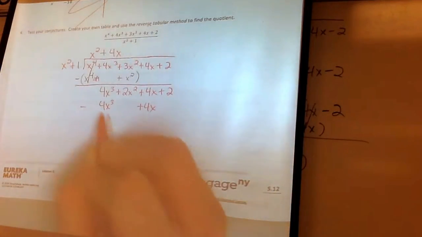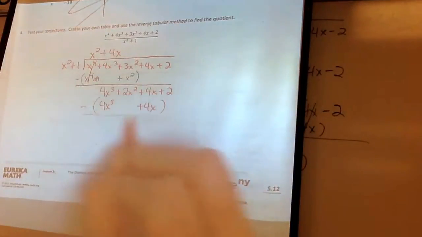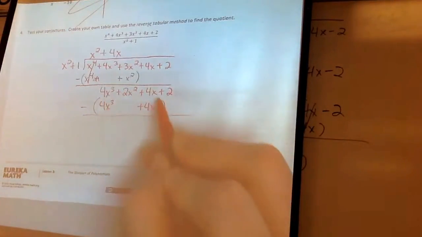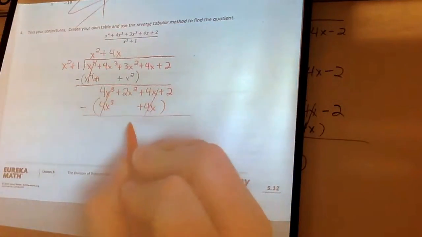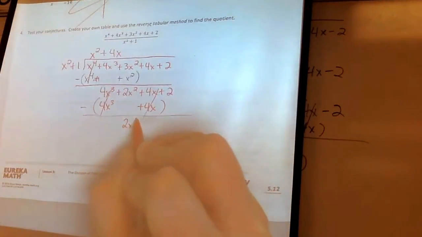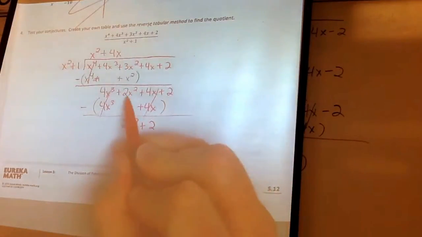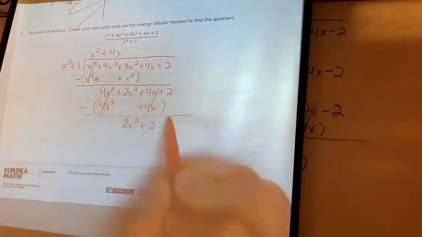You're going to subtract, right? Subtract. What happens to both of them? Cancel. 0. So what comes down here? 2x squared plus 2. That's just that minus 0, and that minus 0 is just that.